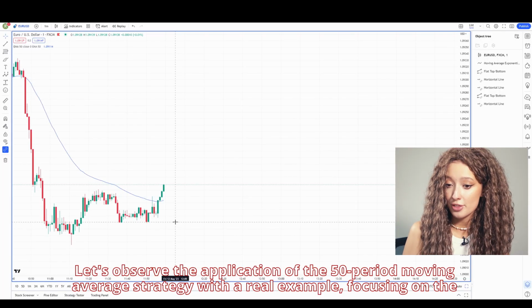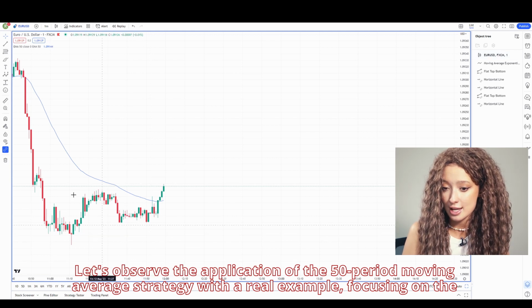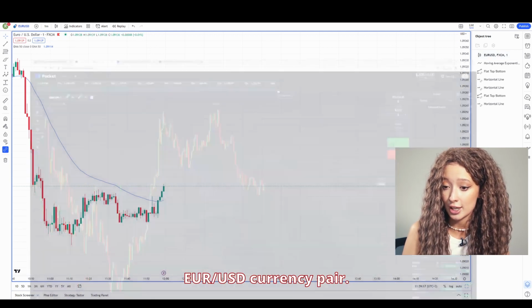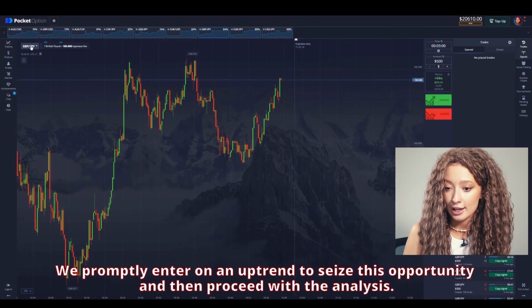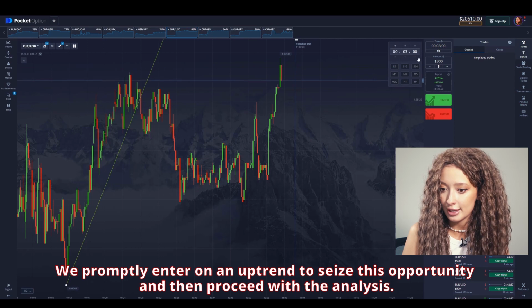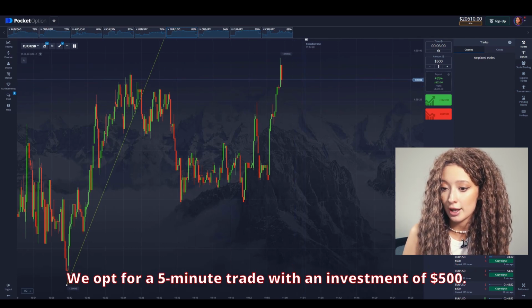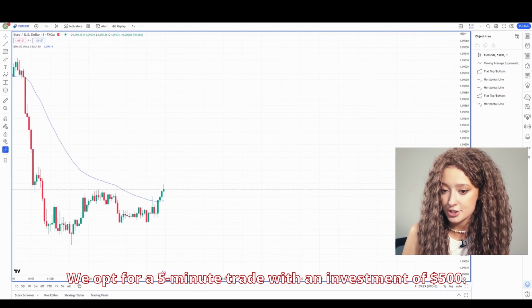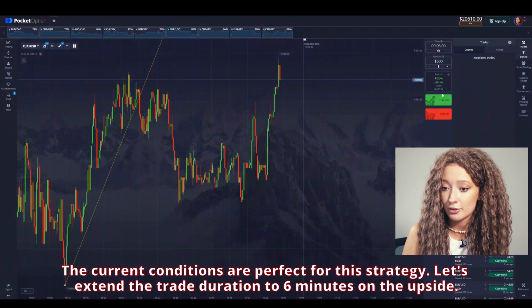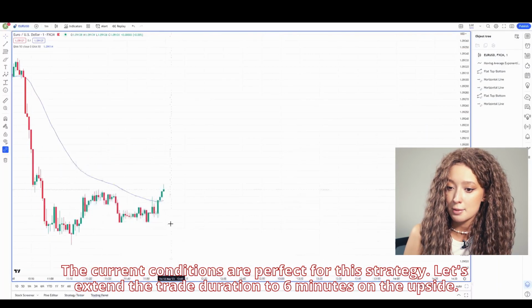So let's observe the application of the 50-period moving average strategy with a real example focusing on the Euro-USD currency pair. We promptly enter on a trend to seize this opportunity and then proceed with the analysis. We opt for a 5-minute trade with an investment of $500. The current conditions are perfect for this strategy. Let's extend that trade duration to 6 minutes on the upside.